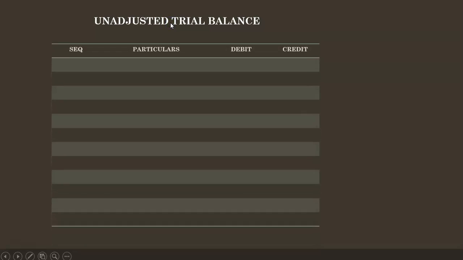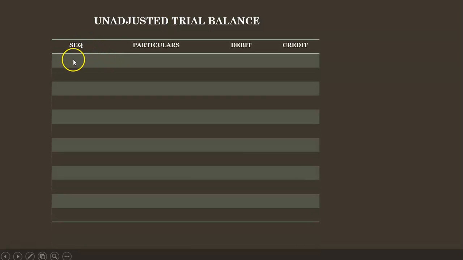Unadjusted trial balance. Okay. So, lagyan natin ng heading. Sequence. Kung gusto nyo lagyan ng 1, 2, 3, 4, 5, 6, 7, 8, 9, 10, and so on and so on. And particulars, of course, debit and credit. So, this is the picture of the unadjusted trial balance or the itsura. Okay? So, mabilis lang.